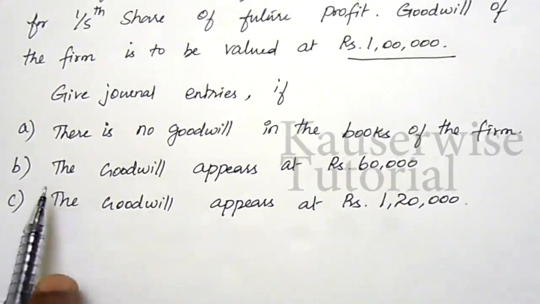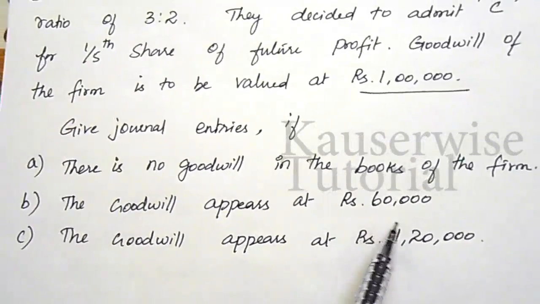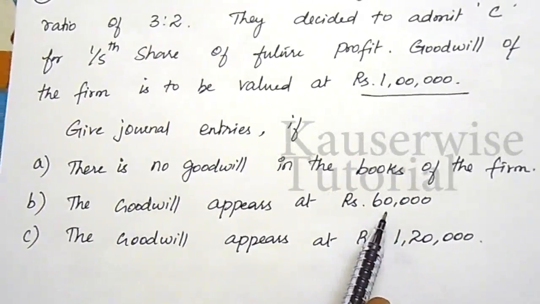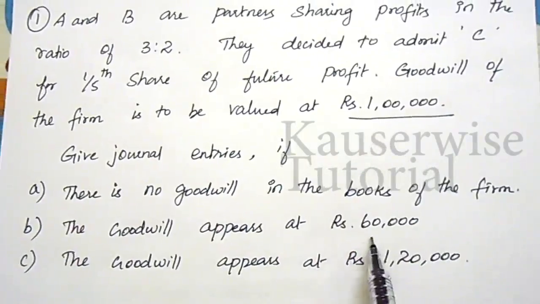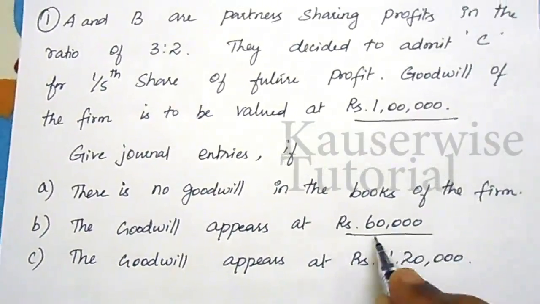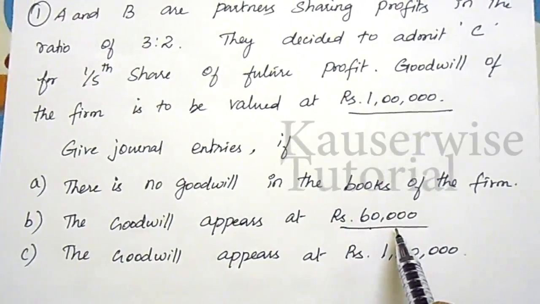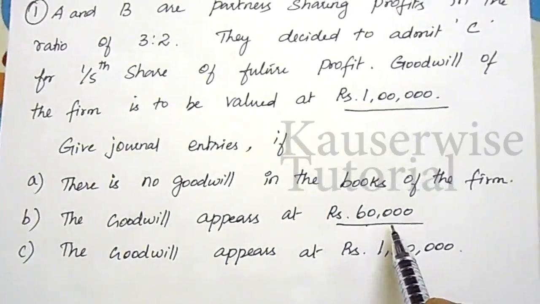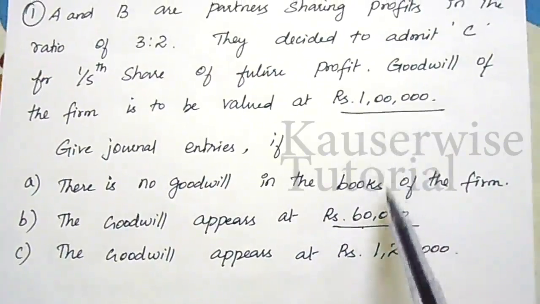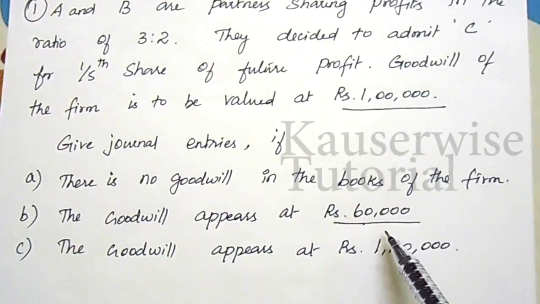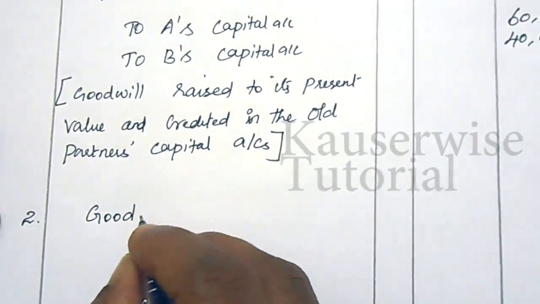Look at the second case. The goodwill appears at 60,000. That is, in their old balance sheet, goodwill already appears at 60,000. Now look at the revised value. The revised value is 1 lakh, which means understated. The balance sheet value is lesser than the revised value. So in this case, you have to find the difference. The difference amount will be transferred to the old partners' capital accounts according to their old profit sharing ratio. What is the difference between 1 lakh and 60,000? 40,000. Goodwill account debit to A's capital and B's capital account.